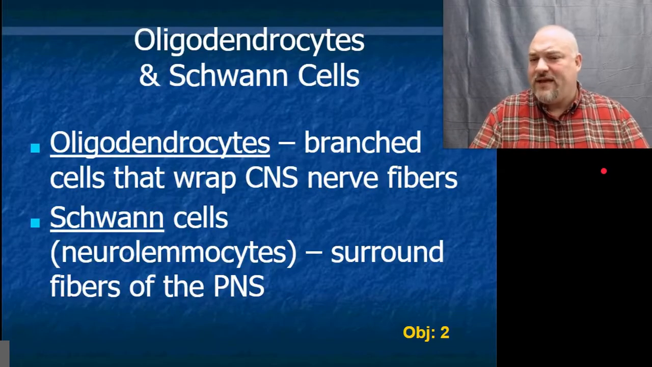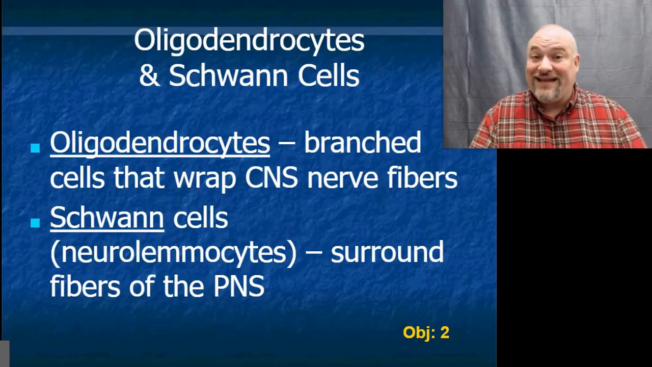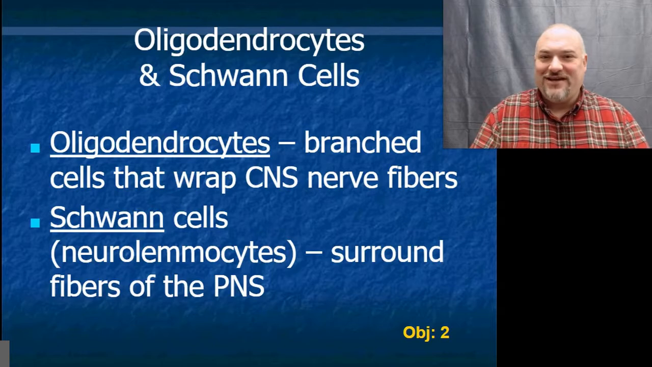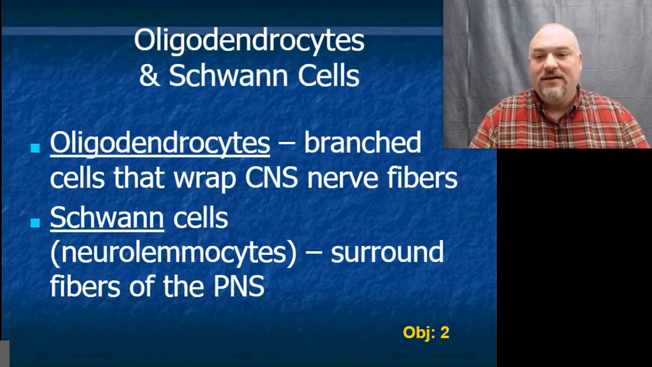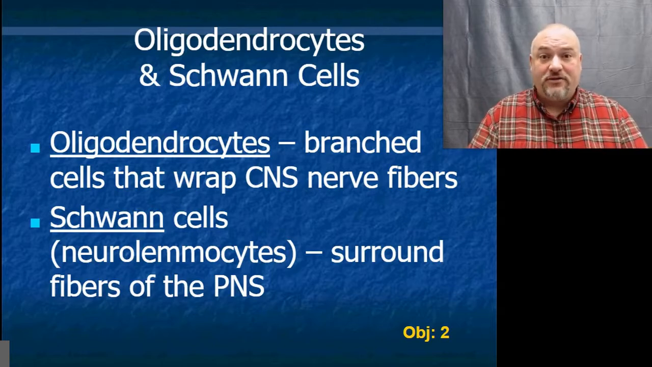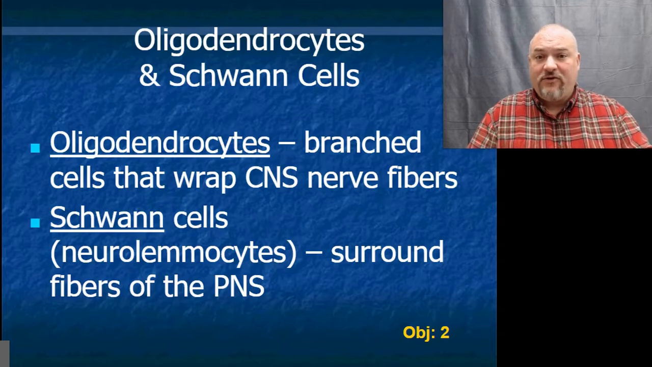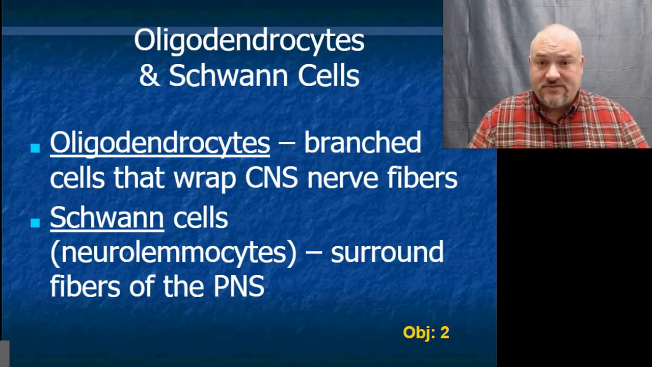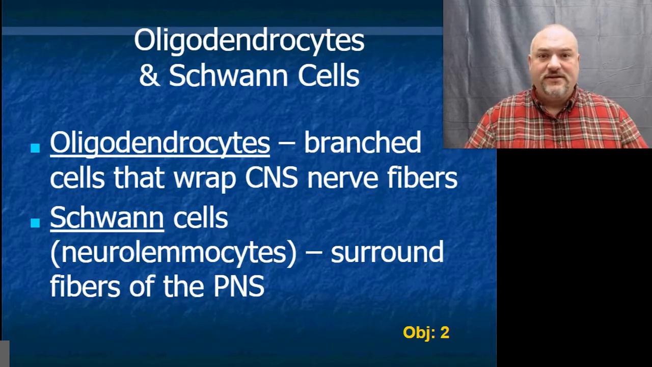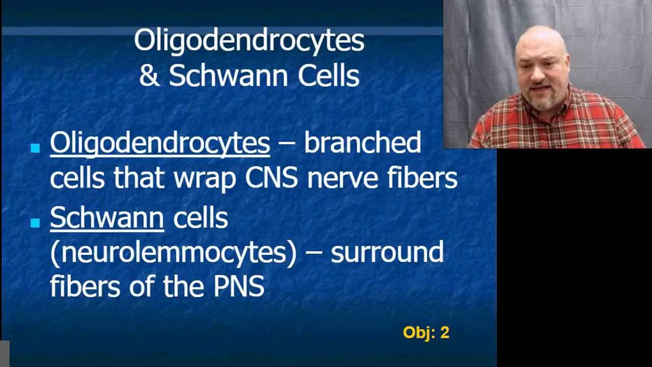There are two main types of glial cells that we're going to focus on: oligodendrocytes, which is a fun name to say if you think about it, oligodendrocytes. These are branched, like the one I showed you in the last picture, and they wrap around the central nervous system fibers. You find this in the brain and the spinal column. And Schwann cells, or neurolemmocytes, surround the fibers of the peripheral nervous system.